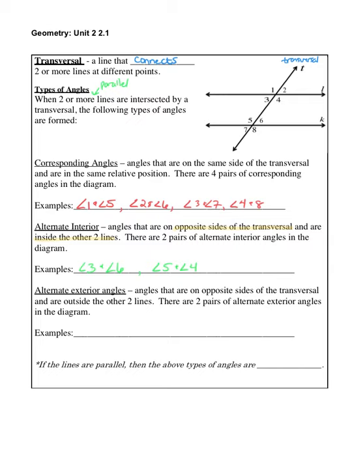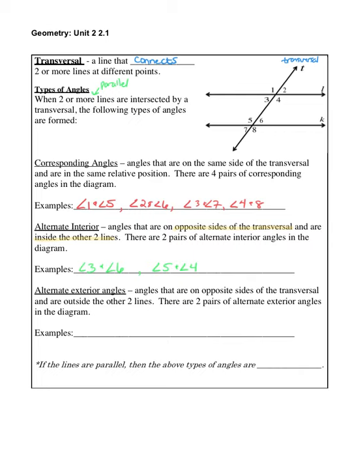Angles 3 and 4 are on opposite sides of the transversal, but you can tell they're on the same line. They are a linear pair. They are not alternate interior angles. Angles 5 and 6 are a linear pair.